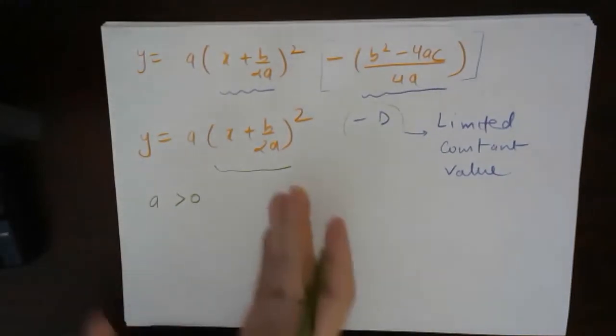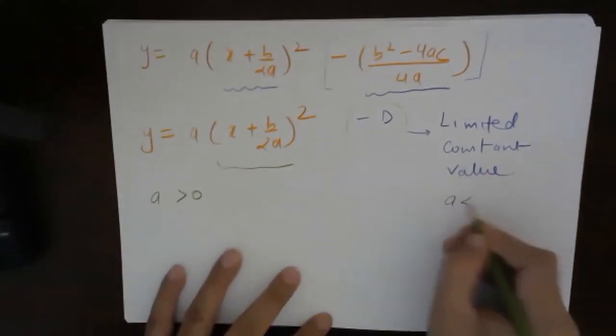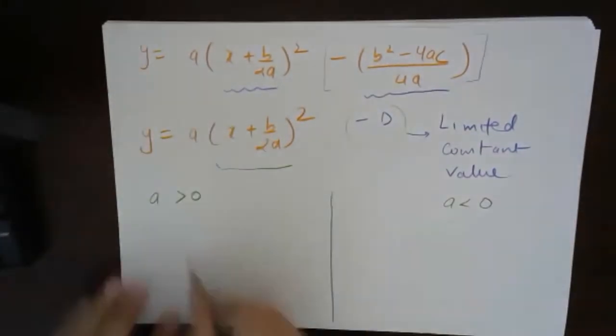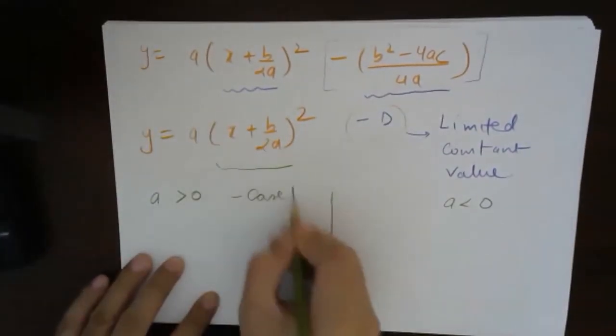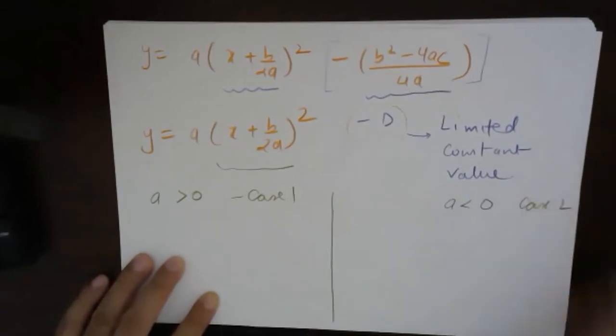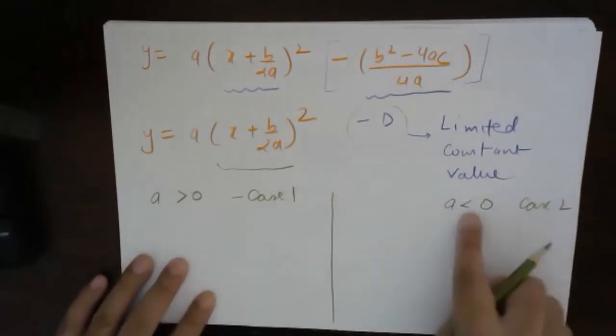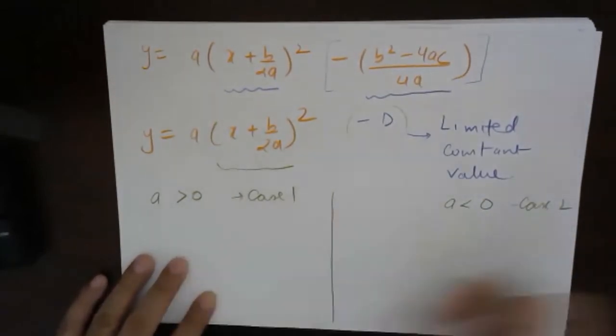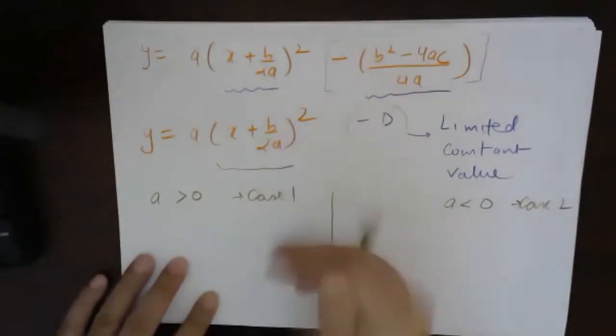So A can be either greater than 0 or A can be less than 0. We can take two cases. This is case 1 and this is case 2: A is greater than 0 and A is less than 0. This is okay. Till here everything is fine.